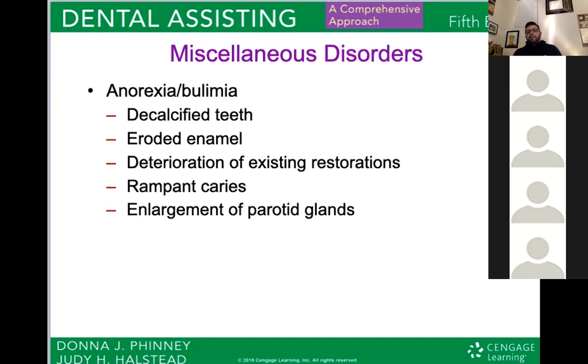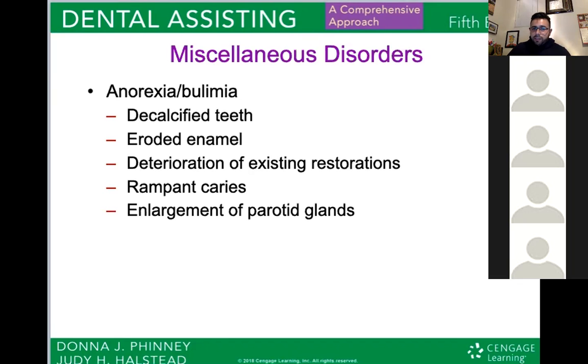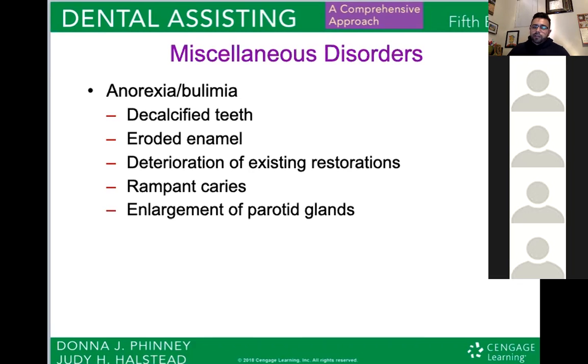And these manifest in the mouth, especially in somebody that vomits a lot. We'll see decalcified teeth or eroded enamel, especially on the lingual surfaces of teeth. That's because when people vomit, the vomit will hit the lingual surfaces of their teeth, which is very acidic, and can cause that enamel to erode pretty drastically. This can also cause deterioration of existing restorations. It can cause rampant caries and enlargement of parotid glands, which are salivary glands right below your tongue area.